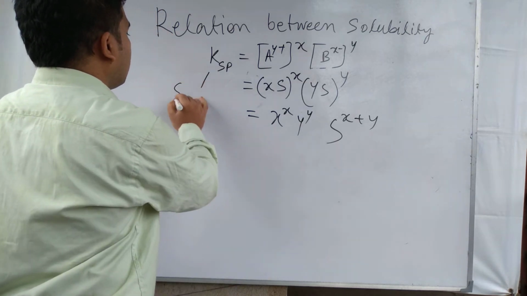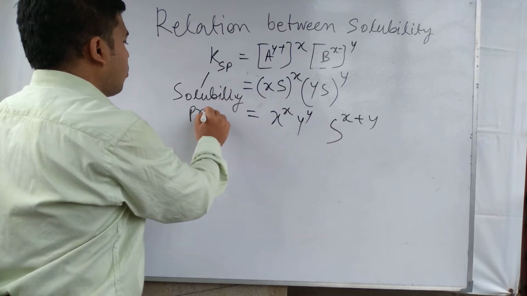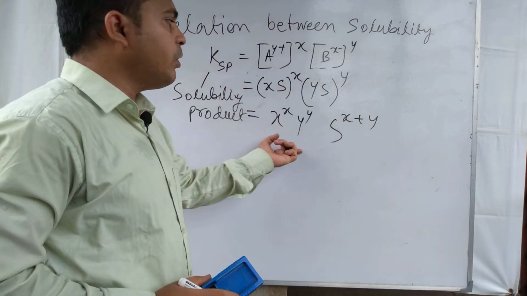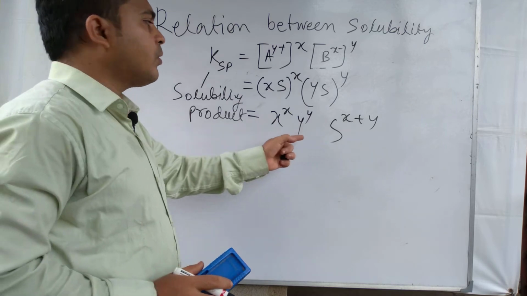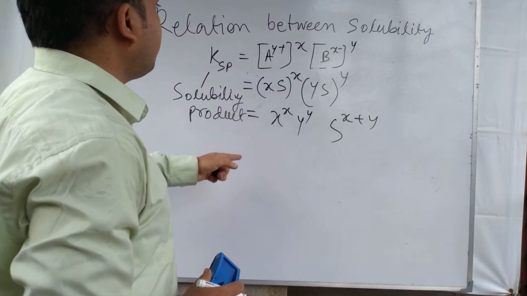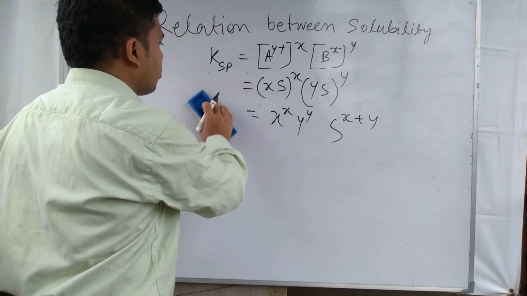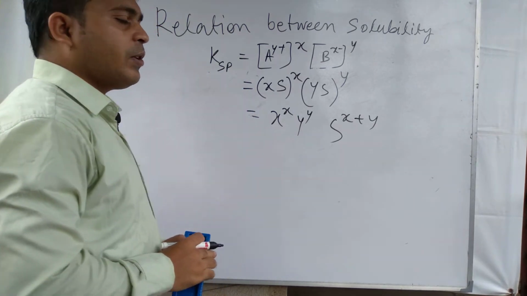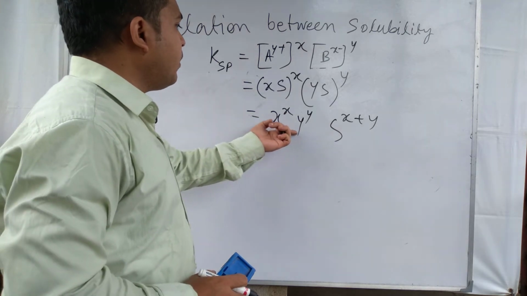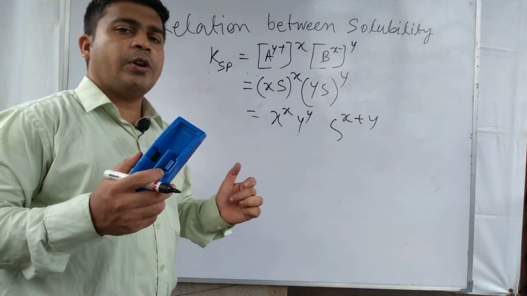Here Ksp is the solubility product, and S is our solubility, the solubility of the sparingly soluble salt. So the relation Ksp equal to this one is expressing the relationship between Ksp and the solubility. This relationship can be expressed by this equation, and from this relationship we can get the solubility expression for any salts.